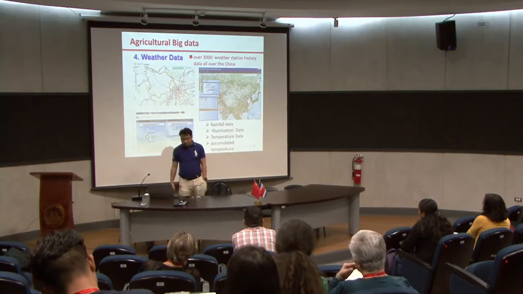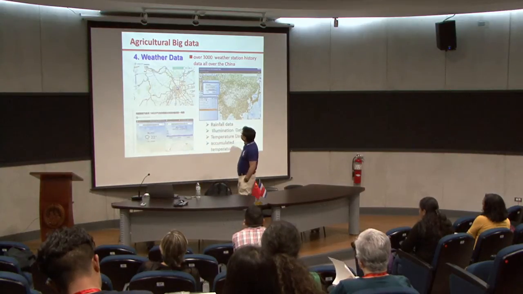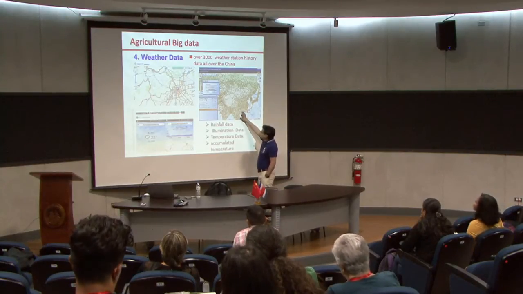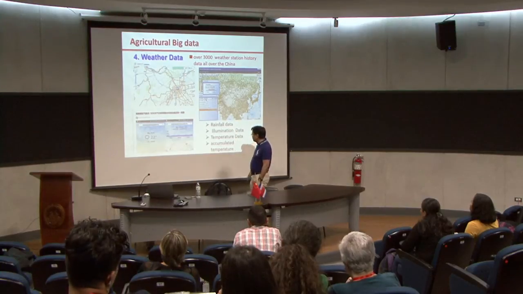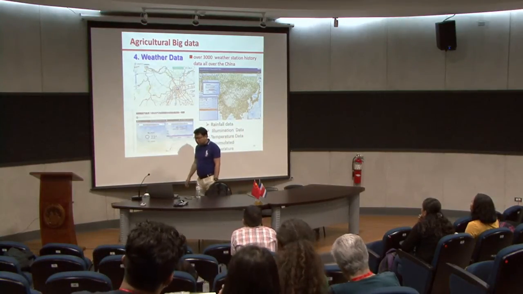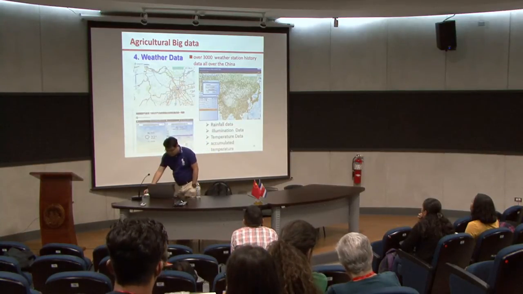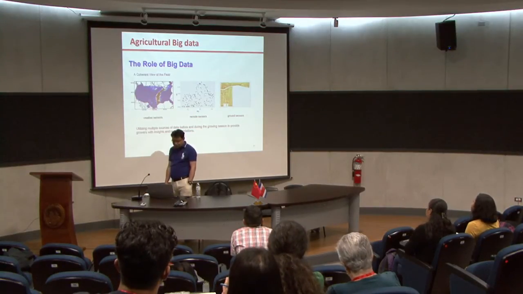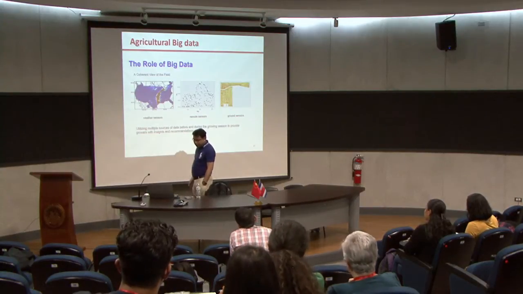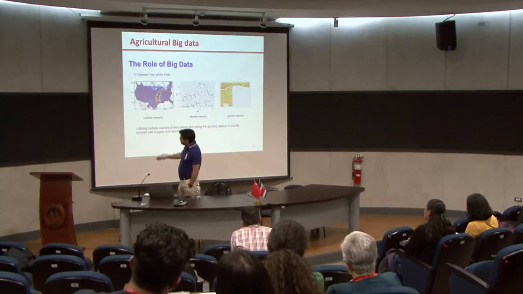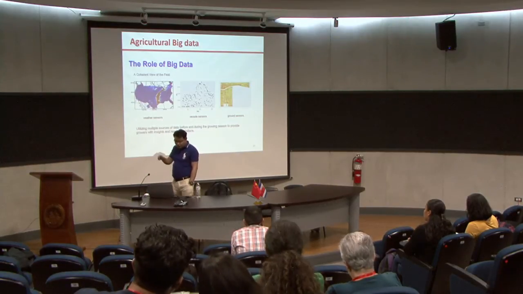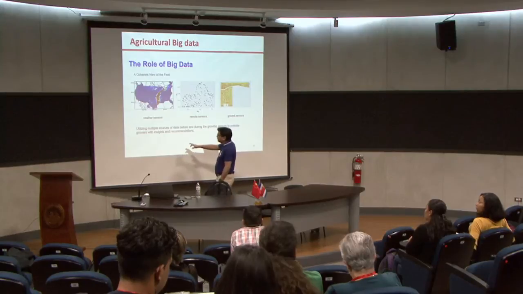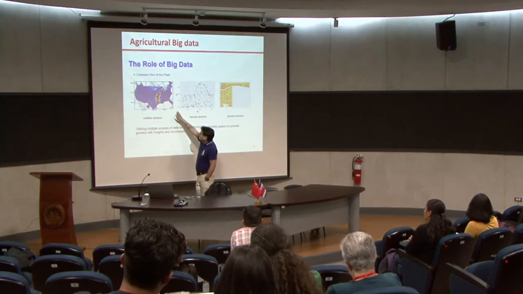Okay. And also, we have weather data. We have over 3,000 weather stations' history data all over China: rainfall data, temperature data. This is very important to farming. So with the weather data, remote sensing data, and ground census data, we can use all this data to predict and to provide insights into crop growth and recommendations.